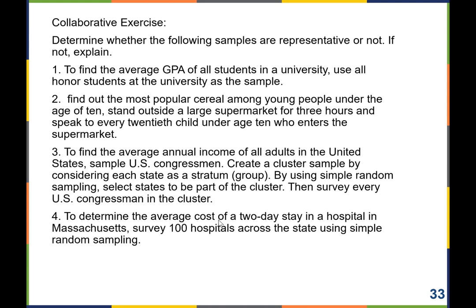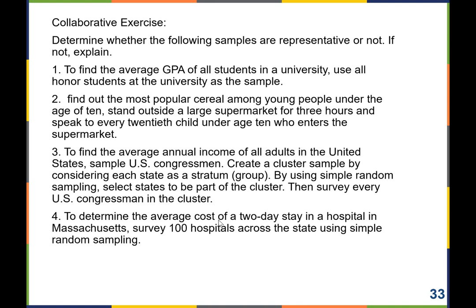So the first one says, to find the average GPA of all students in a university, use all honor students at the university as the sample. Do we feel like this is representative or not? Well, obviously not representative, because we're only using the honor students, who obviously have a higher GPA. That's what makes you an honor student. So this is a non-representative sample.